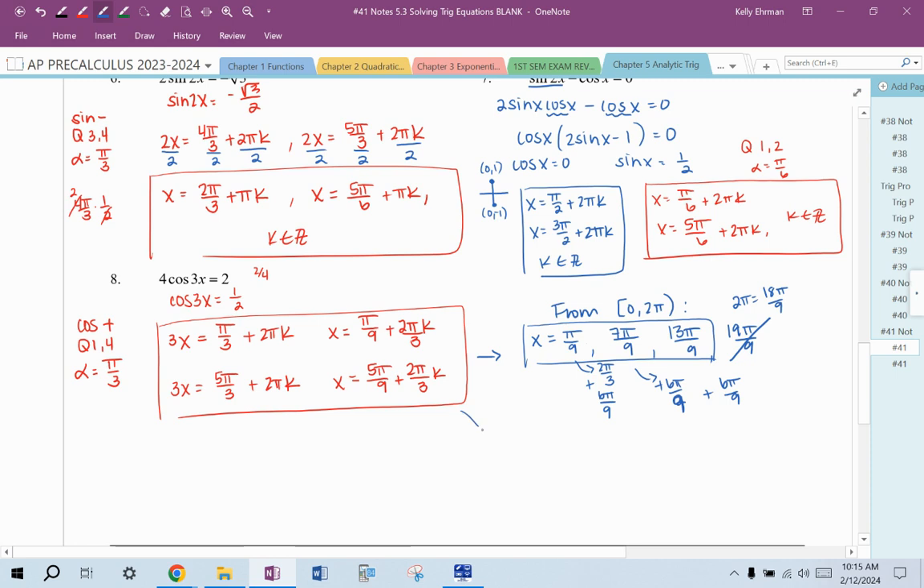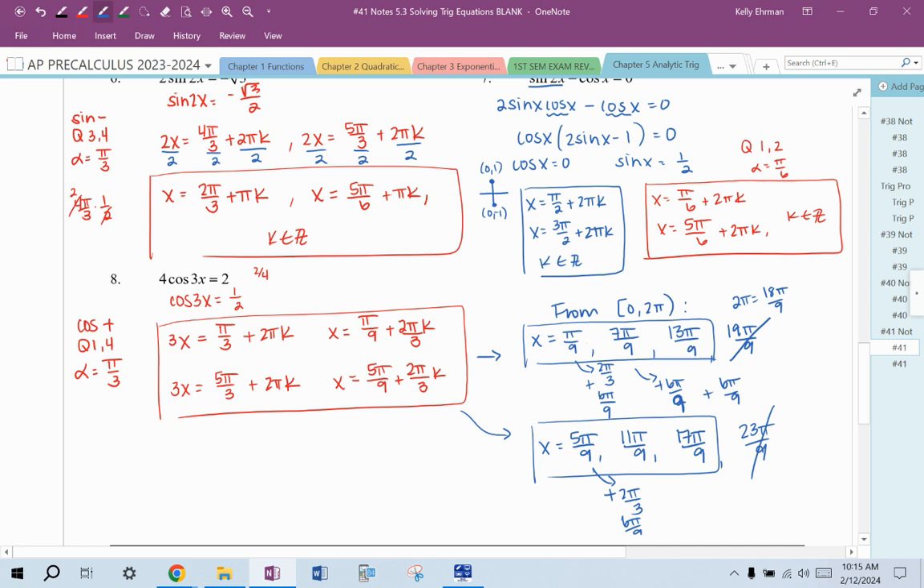Don't forget, you have to do this for the other one too. So if k is 0, you get 5 pi over 9. If k is 1, again, you're adding 2 pi over 3. So you're adding 6 pi over 9. So you get 11 pi over 9. Add 6 pi over 9 to that, 17 pi over 9. If I add 6 pi over 9 to that, I get 23 pi over 9, which is too big. 17 pi over 9 is just short of 2 pi.